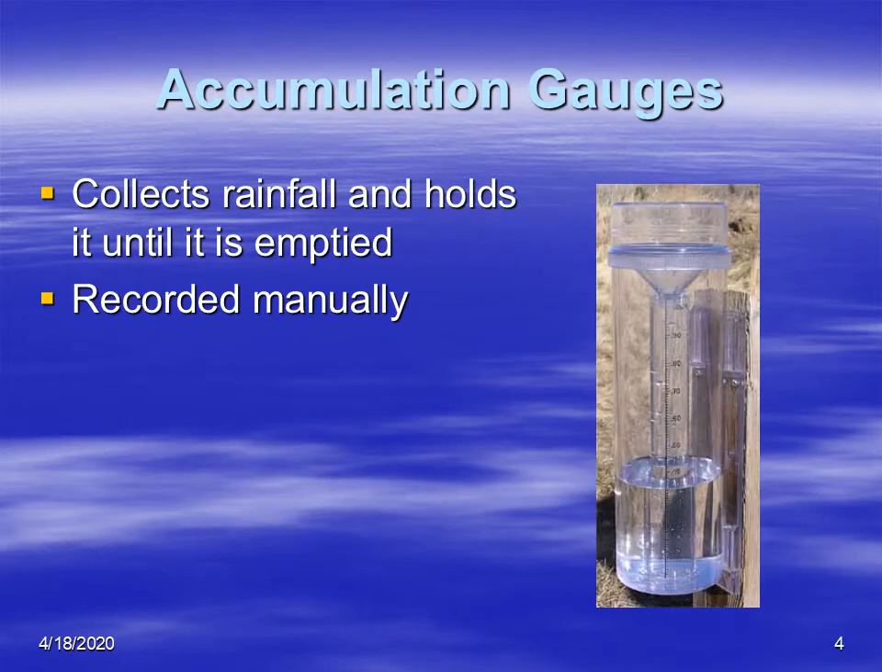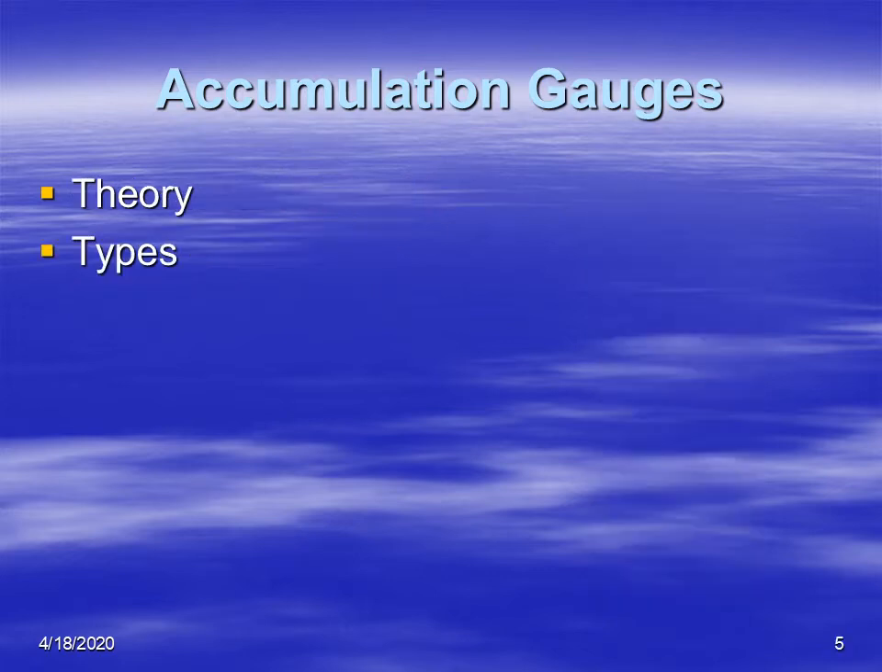So the accumulation gauge, of course, collects the rainfall as the rain falls, and it holds it until it's emptied. And typically, recording is done manually, usually by sight. In this case, we're looking at a standard rain gauge, and we can see the measurement in the tube, and then we'll just record that. So we'll go through a little bit of the theory and the different types of accumulation gauges. First, the theory.